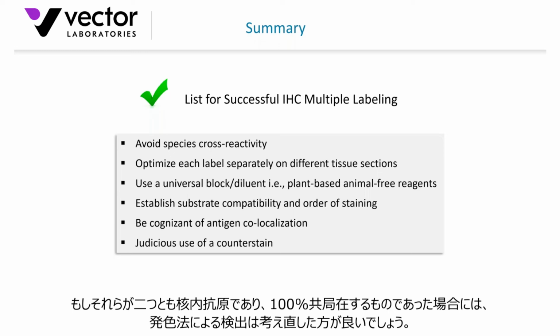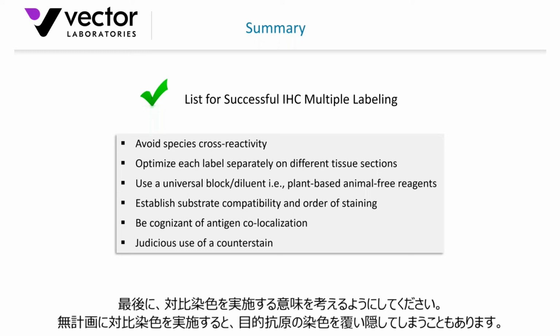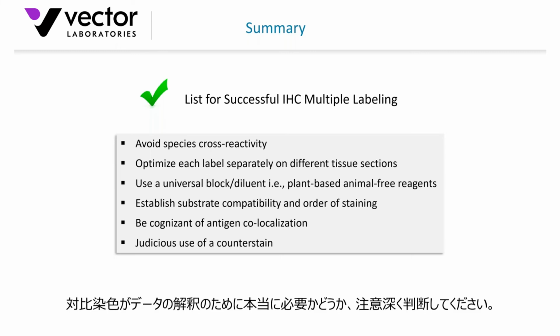If they're both nuclear antigens and you're going to get 100% overlap, you may want to give pause about that given application. Also, use counterstain judiciously, as I've indicated there. You can certainly get trapped into masking your given target by haphazardly introducing a counterstain. So just be aware of whether or not the counterstain will actually add anything of substance to that interpretation of your data, or potentially give you some false results.